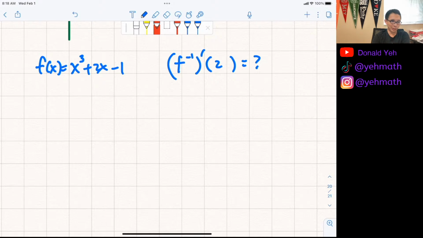Now, why did I say you don't need to find the inverse? Have you tried to find the inverse function on this one? Try to find the inverse function on this one. You'll see the problem with it. It's possible to find an inverse function. You should try it. See if you can find the inverse function of this.